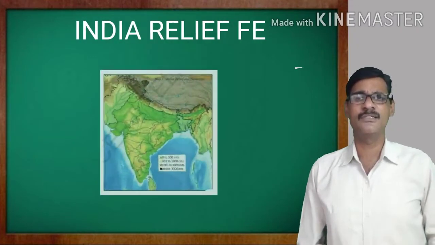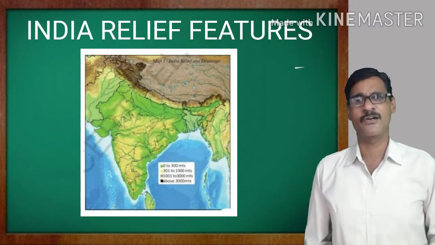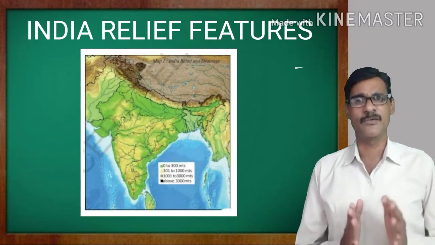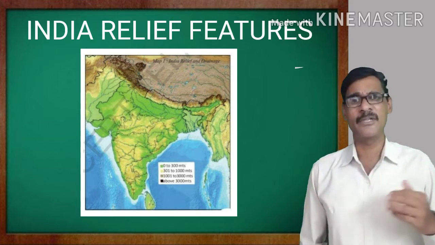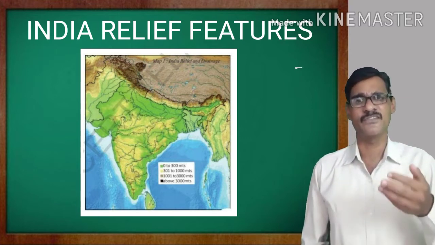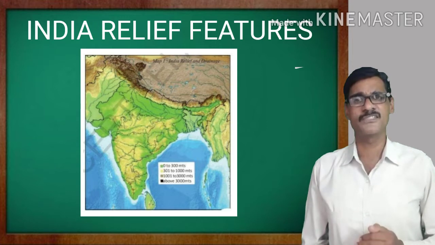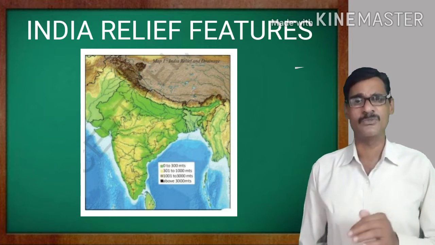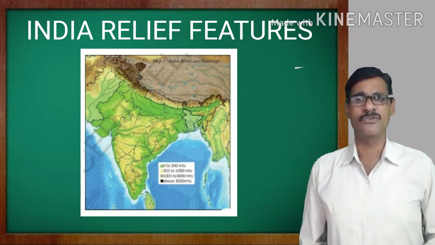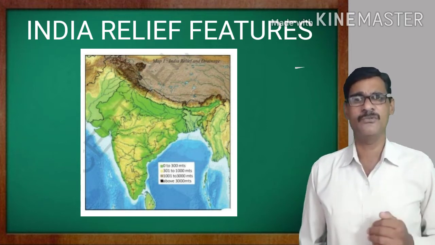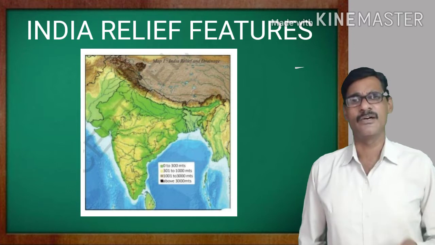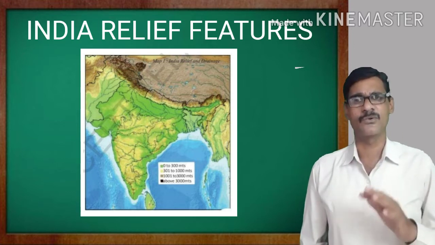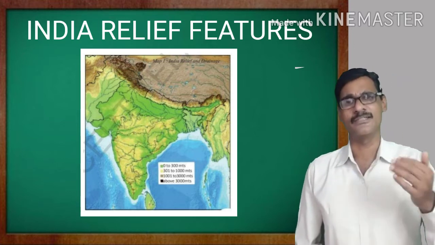Good morning, children. In the previous class, we have completed the topics the Himalayas and the Indo-Gangetic Plains of physical features of India. Out of 6 physical features, we have completed 2. Today, we are going to learn about the Indian Peninsular Plateau and the Thar Desert and the coastal plains and the islands.